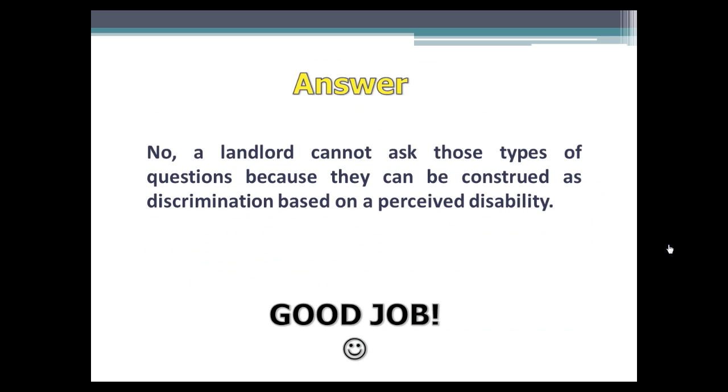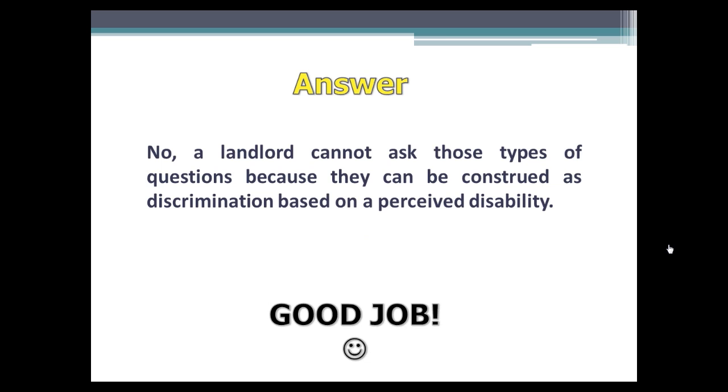No, a housing provider or landlord cannot ask general questions about a person's disability without having a business reason for doing so. That could be a violation of the HIPAA privacy rule as well as a fair housing violation. A tenant has the right to choose where he or she wants to live. Therefore, the landlord doesn't have a business reason for asking intrusive medical questions.